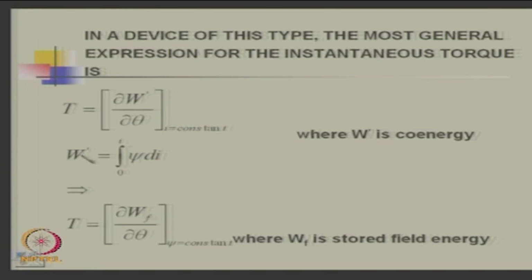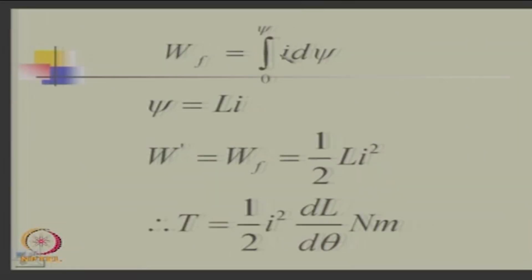Because what is energy, co-energy is psi di from 0 to I. So, W field is integral 0 to psi of I d psi and psi is Li, and W dash co-energy is equal to field energy, which is half Li square. Half Li square holds only when you have the linear region, only then these are equal. So, torque is half I square dL by d theta. So, when you know L for a given theta, you know the torque. This is a simple way to calculate.